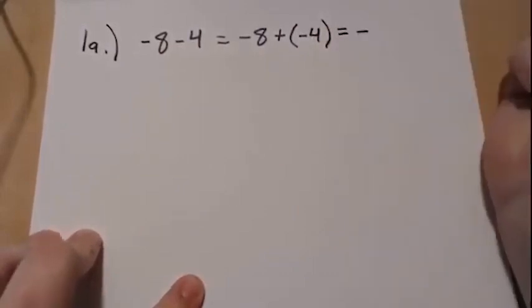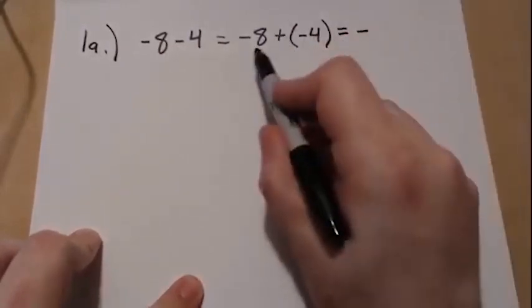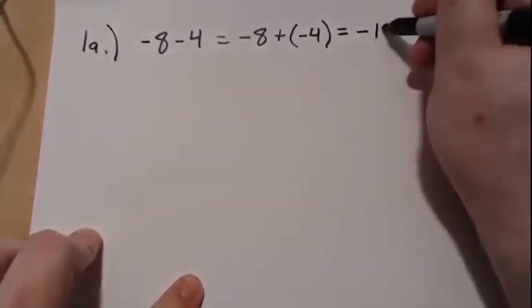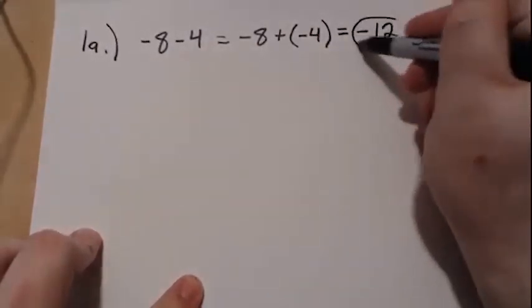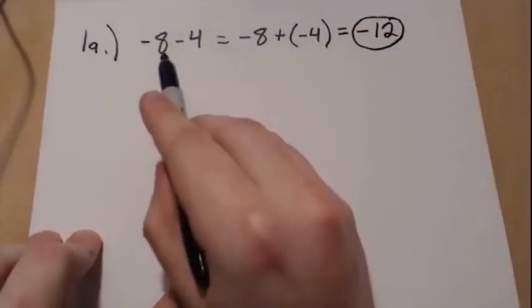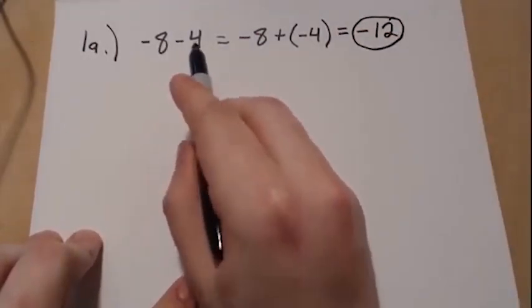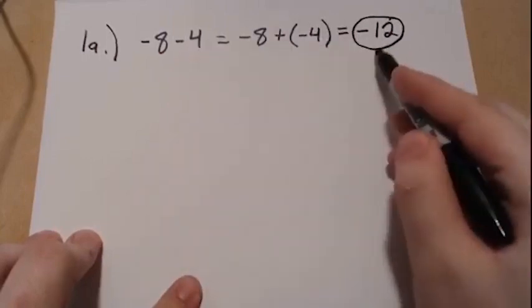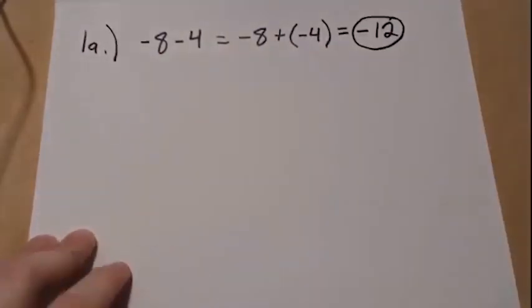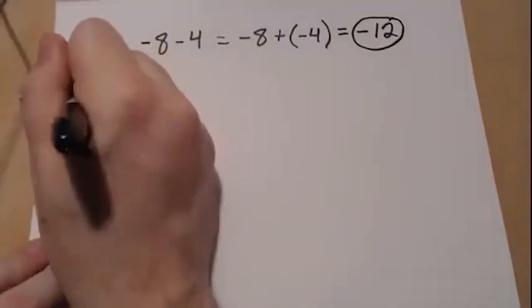Adding two numbers with the same sign. Since they're both negative, our answer is negative. 8 plus 4 is 12. Think of the number line. If we started at negative 8 and subtracted by moving left 4, we end with negative 12.